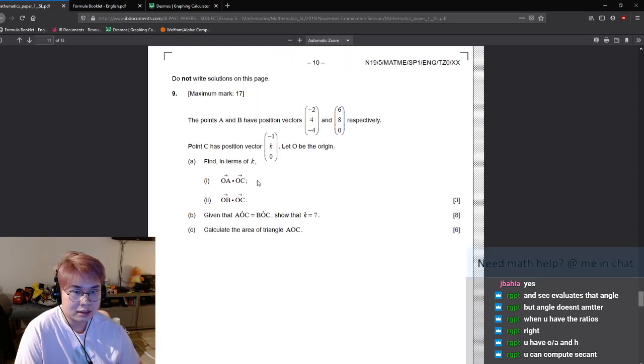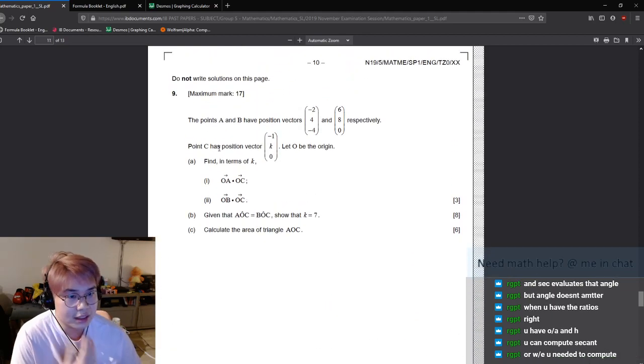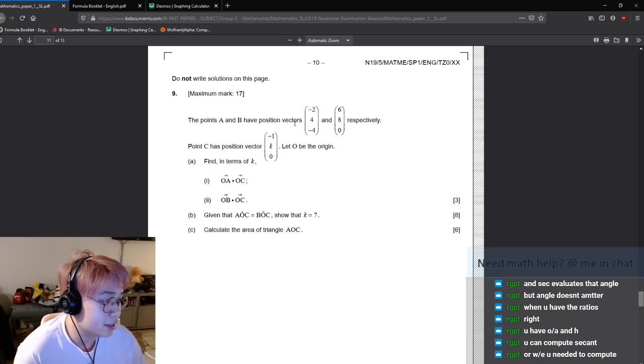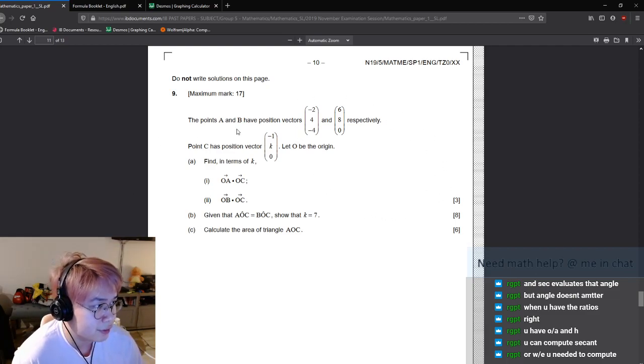Two more questions. Question 9. Oh, this is about vectors. So vectors got removed from the SL syllabus.